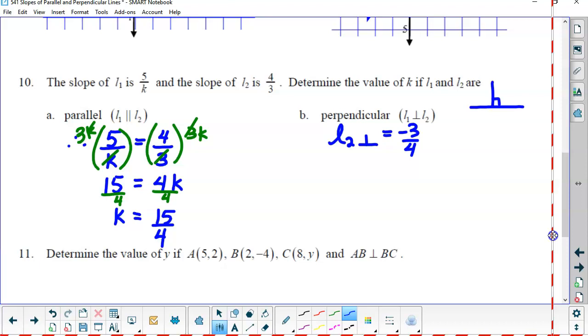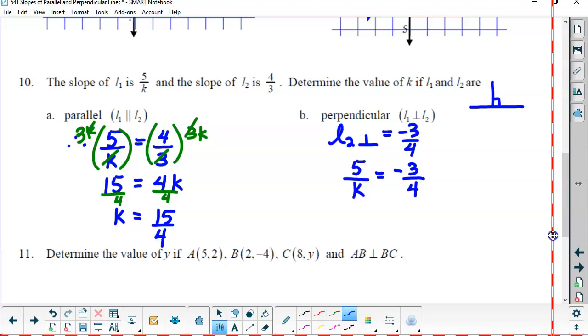Any line that's perpendicular to L2 will have the slope -3/4. And we're told L1 now is perpendicular to L2. So that means that L1, 5/k, has to equal -3/4. So now solve that.